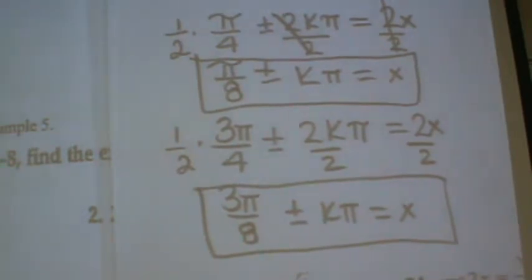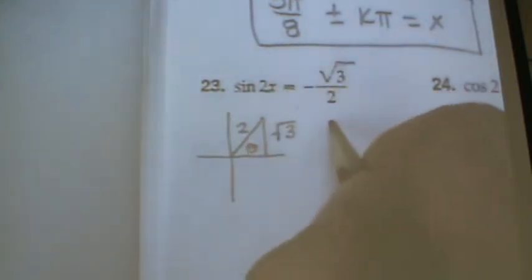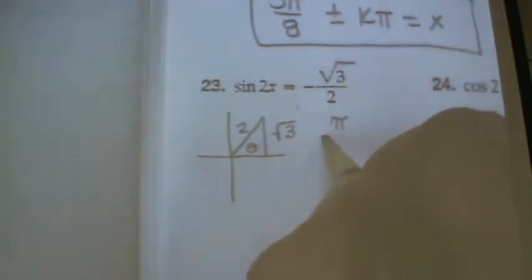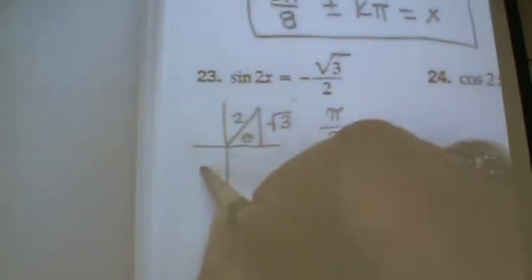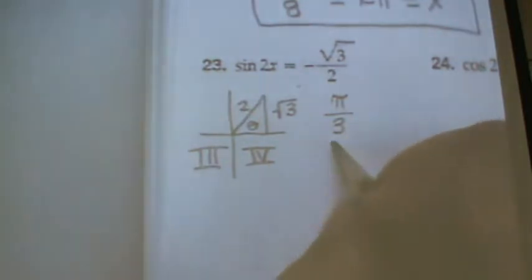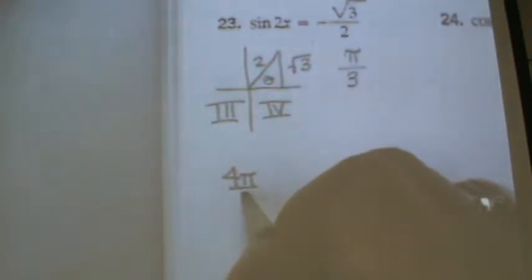Okay, we're going to do these next 4 together. Okay, so this one says sine 2x equals negative root 3 over 2. So I want to ignore that negative. In quadrant 1, if I label this side root 3 and this 2, what angle is this? Pi over what? It's a 60, so pi over 3. But I need to be in quadrant 3 and 4 because of this negative. So what are the two answers in quadrant 3 and 4 with a 3 in it? 4 pi over 3, and what's the other one?